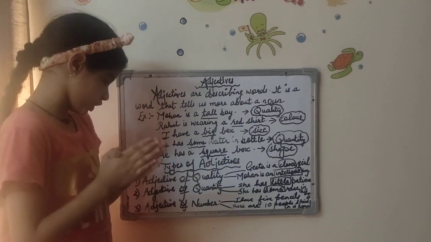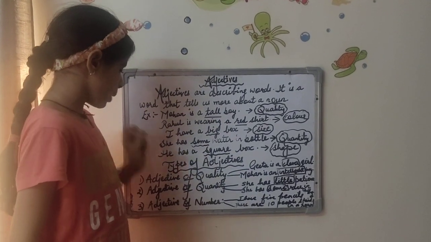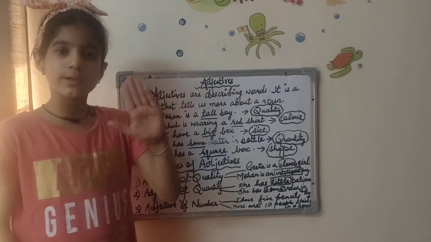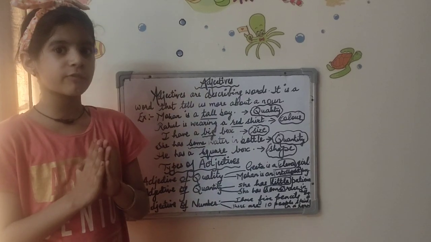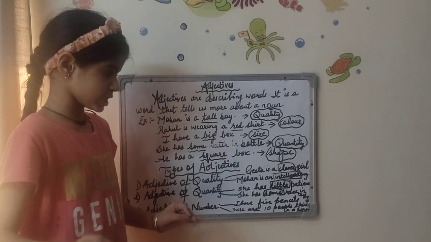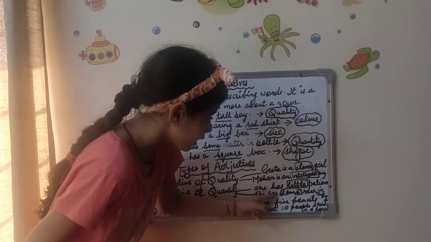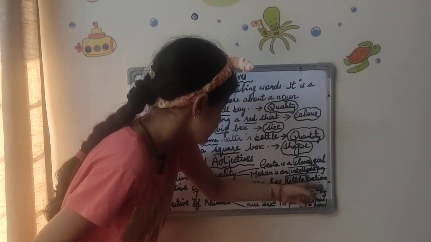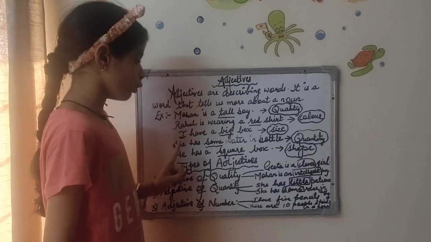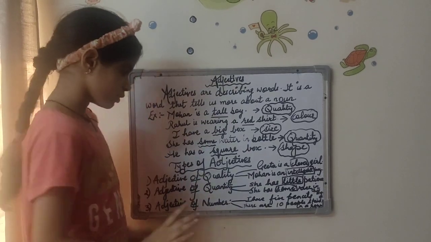Now the next type of adjectives is adjective of quantity. Adjective of quantity tells us about the quantity of a noun, and we cannot measure adjective of quantity. So let's take a few examples of it. She has little patience. How much patience? We cannot measure it. He has some rice in his poly bag. So some is telling us about the quantity, but we cannot measure how much.